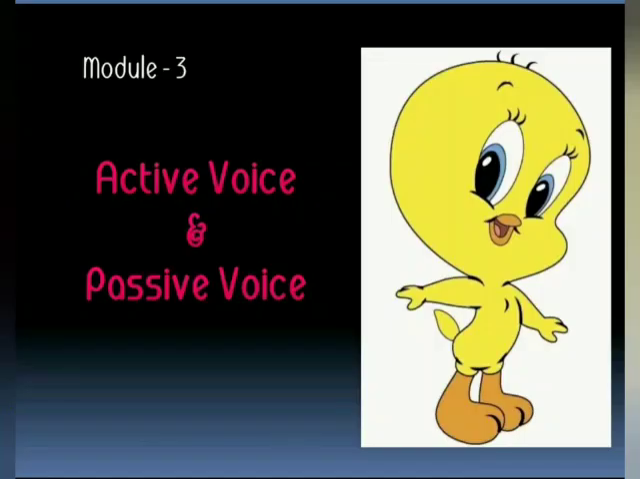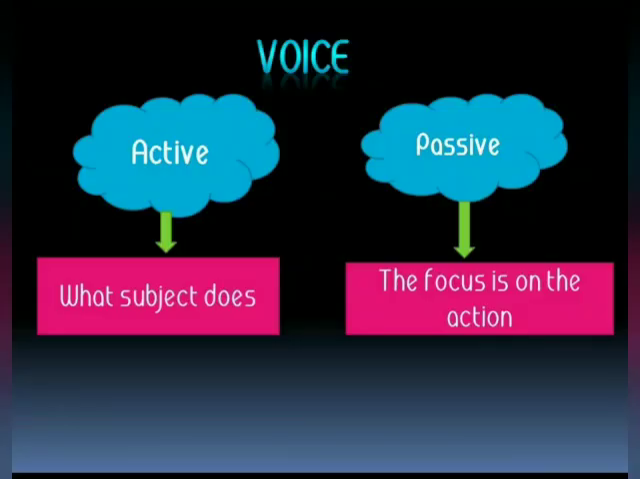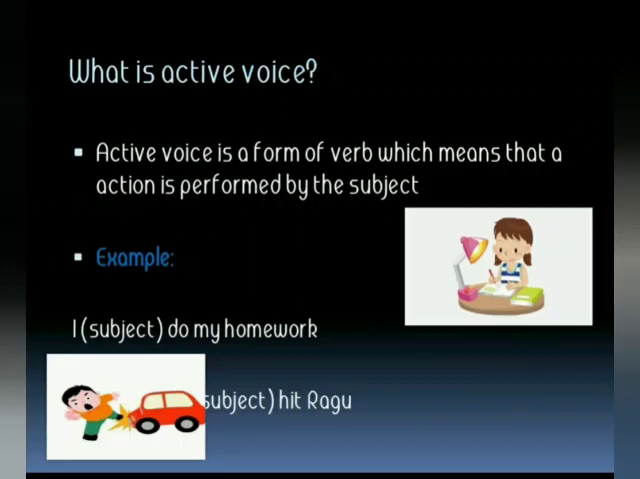Module 3. Active voice and passive voice. What is active voice? Active focuses on what the subject does. In passive voice, the focus is on the action. Active voice is a form of verb which means that an action is performed by the subject. For example, I do my homework. Who did the homework? I. So I is the subject here. A car hit Raghu. What hit Raghu? The focus is on the car.